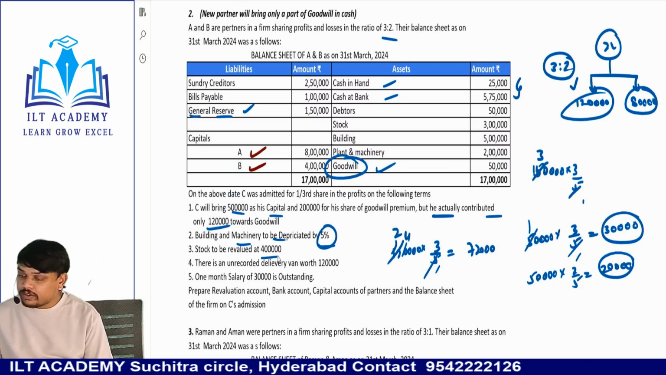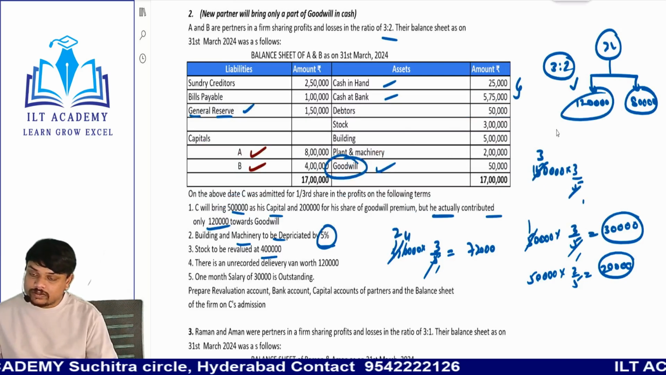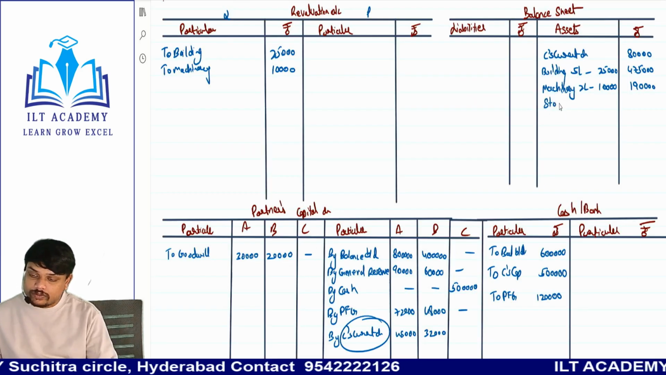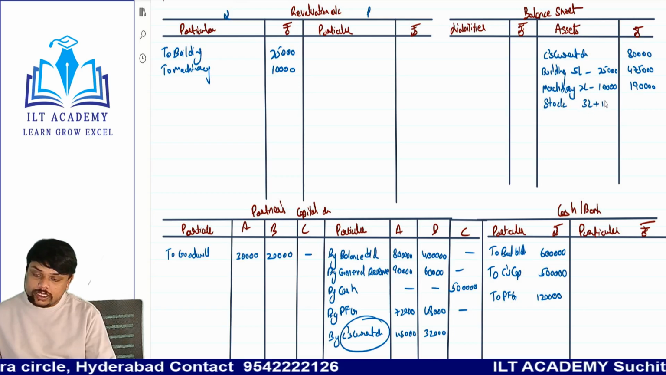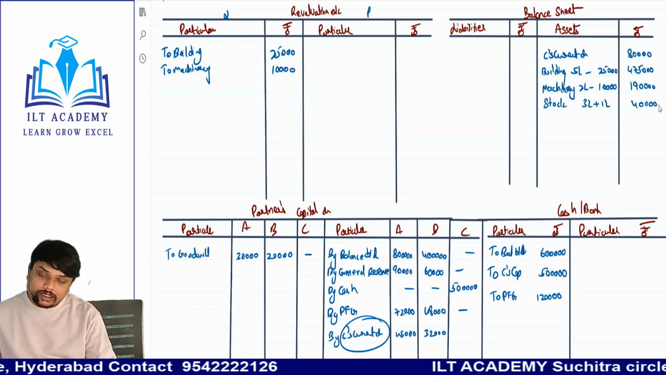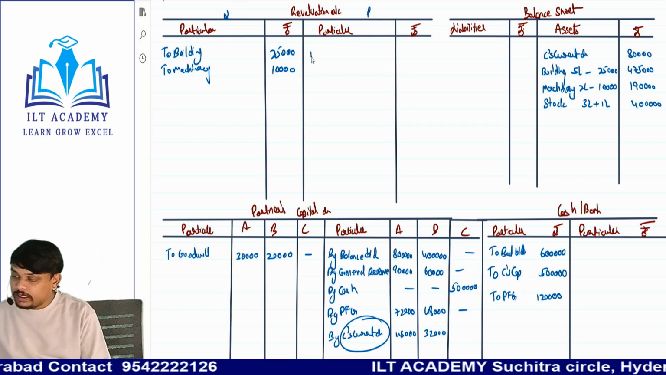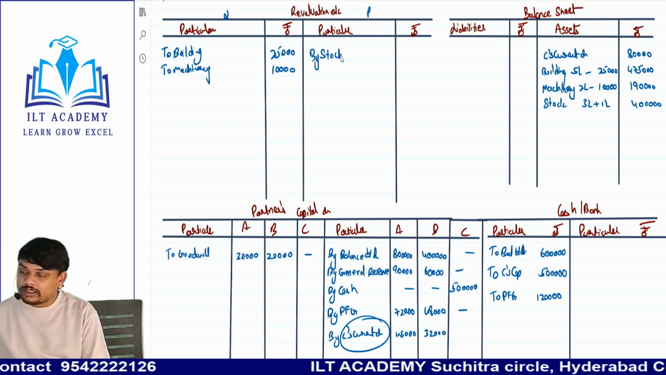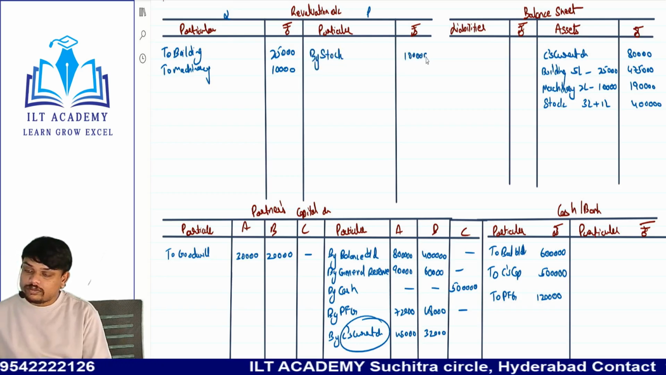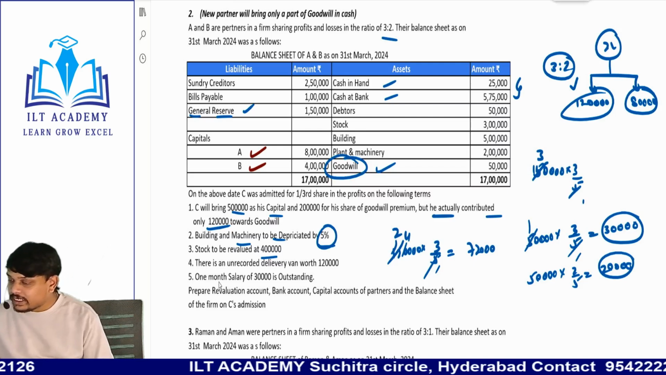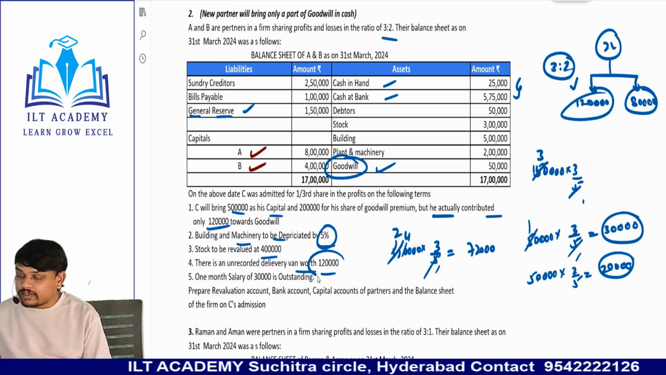Next, building is done, machinery is done. Stock will be revalued at 4 lakhs. Stock is at 3 lakhs now. 3 lakh plus 1 lakh will give you 4 lakhs. By stock 1 lakh. Done. There is an unrecorded delivery worth 1,20,000.